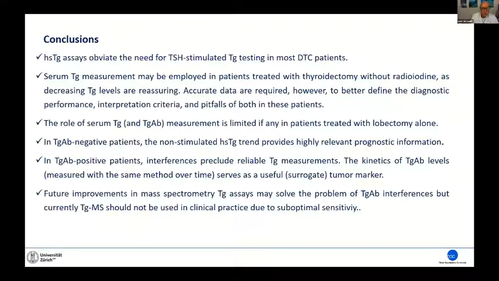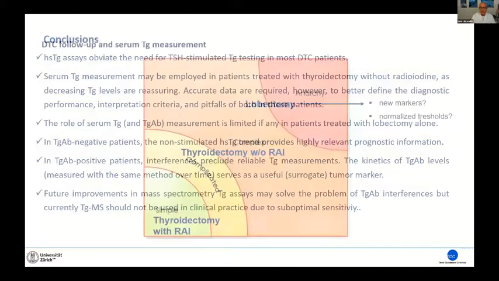In patients with positive thyroglobulin antibodies, the use of thyroglobulin antibodies as a surrogate marker is recommended. For the future, improvement in mass spectrometry thyroglobulin assays may solve the problem of interferences, but again, current methods should not be used in clinical practice due to the suboptimal sensitivity.